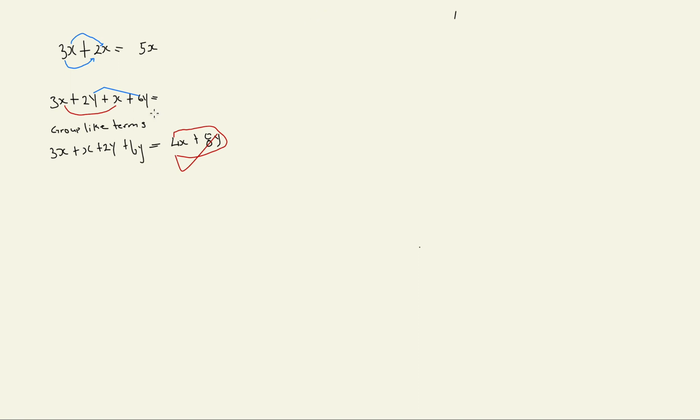Okay, moving on to the next question now. Let's say we have 3 radical 2 plus 5 radical 7 plus 8 radical 2 plus 3 radical 7.